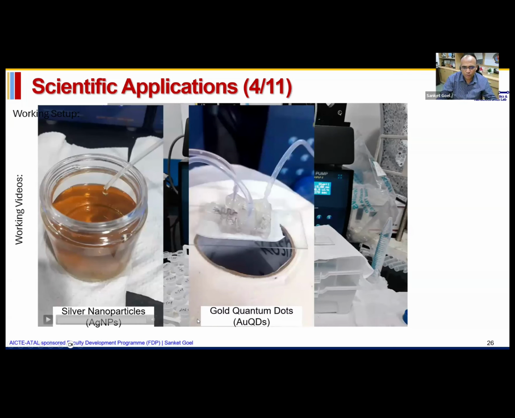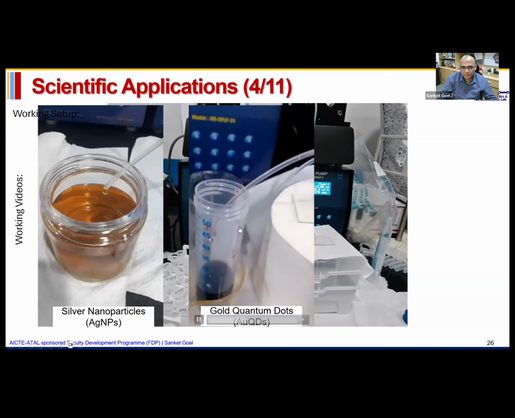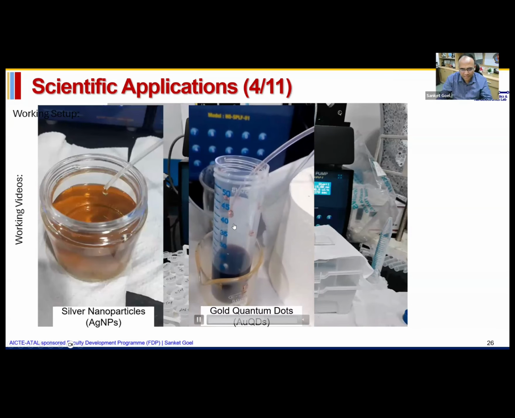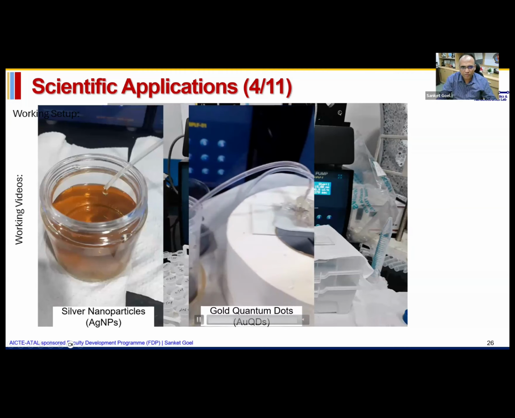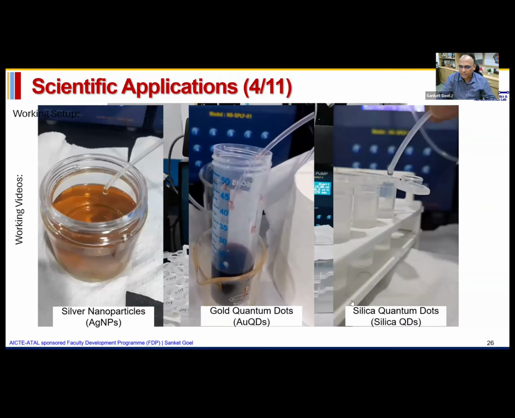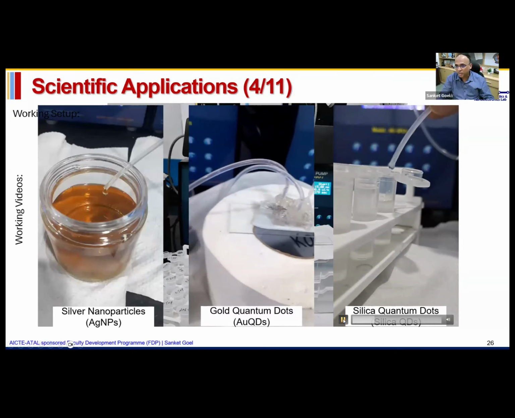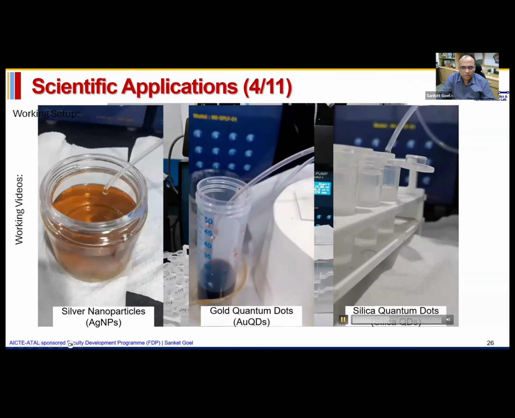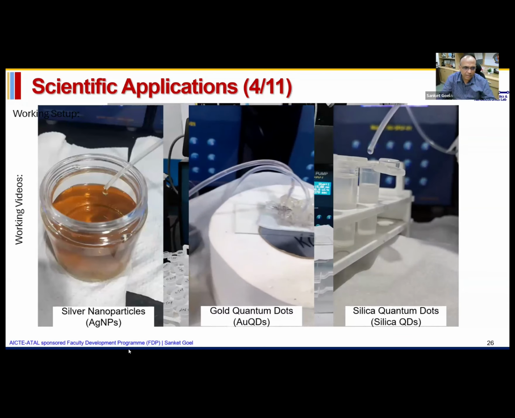So these are the gold quantum dots which we could produce. As you can see, we are collecting those quantum dots around 2 to 3 nanometers, and they work very well in a very repeatable fashion. And similarly, we have also developed silica quantum dots around 2.5 nanometers. This work is under review, but we can share more details if anybody is desiring.